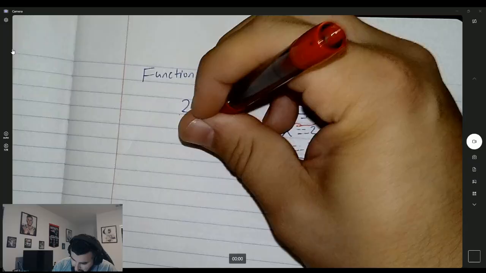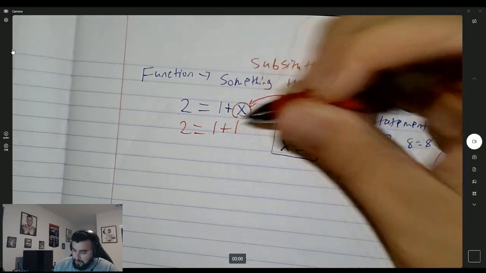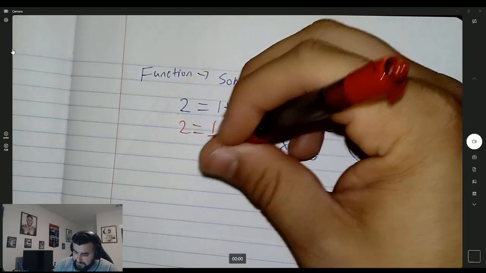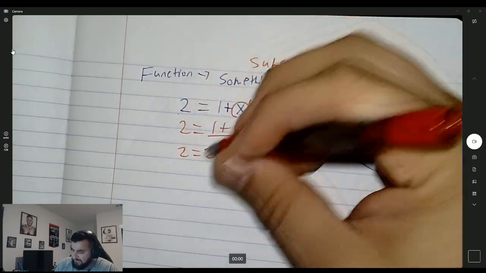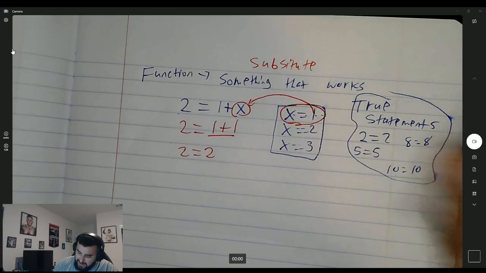So we're going to put this number 1 where the x is, and it's right here. So 2 equals 1 plus, replace the x with the 1 right there. And we're going to combine like terms, 1 plus 1, because they are like terms, you get 2. So now I have 2 equals 2. Is that a true statement? And the answer is yes, that's a true statement. Okay. And that would be my answer, x equals 1.